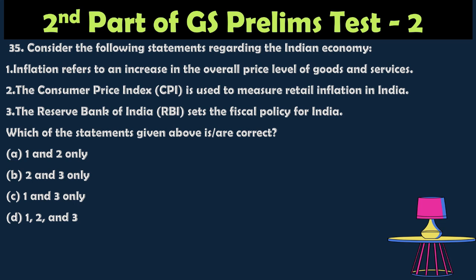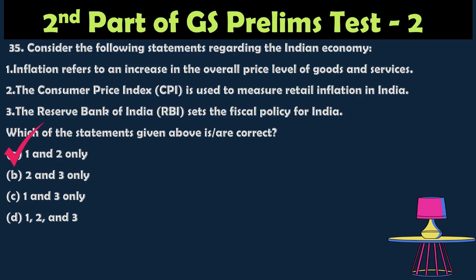So the answer is 1 and 2 only. The first statement was correct. The Consumer Price Index is the official measure of retail inflation in India, hence statement 2 is correct. Statement 3: the RBI controls monetary policy, not fiscal policy, so statement 3 is wrong. So the option is 1 and 2 only.